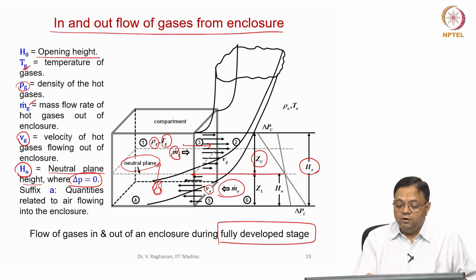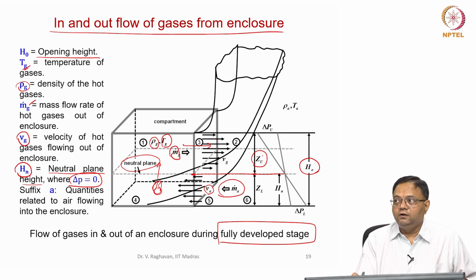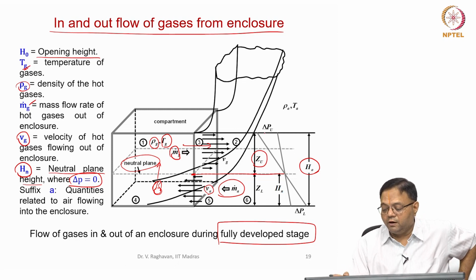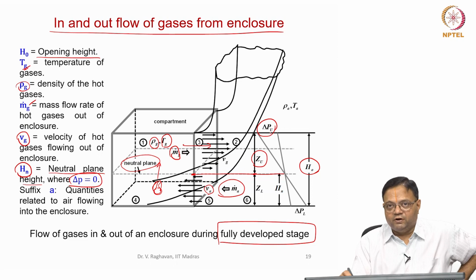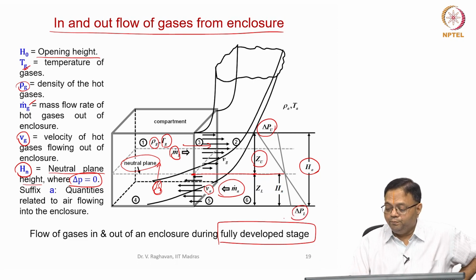Above the neutral plane, delta P, the pressure difference between the compartment and the outside, is positive, so that the gases go out. Below the neutral plane, delta P, which is P of the compartment minus P of the air, is negative, so that air comes in. Do you understand? So, above the neutral plane delta P is positive, below the neutral plane delta P is negative. Delta Pu is the pressure difference above the neutral plane, which drives the hot gases out of the compartment, and below the neutral plane, delta PL drives the air from the ambient towards the compartment.